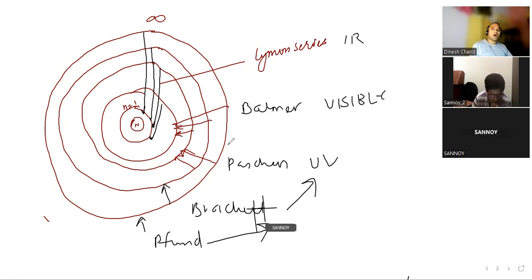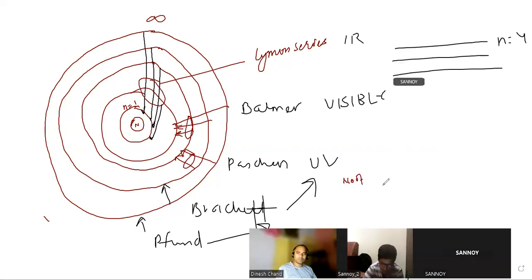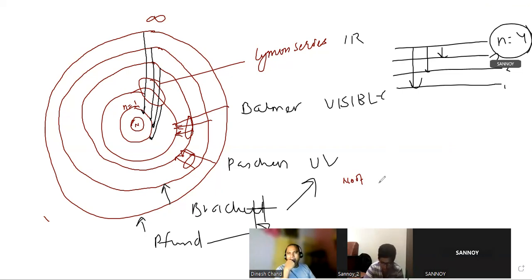One more thing. How many lines are going to form? How will you calculate the number of spectral lines? Sir, suppose this is n equal to 4, this is 3, this is 2, this is 1. First will come n equal to 4 to 1, then 4 to 2, then 4 to 3. Sir, it would be the higher n minus 1. So in this case, we have 4 minus 1 equal to 3 lines.